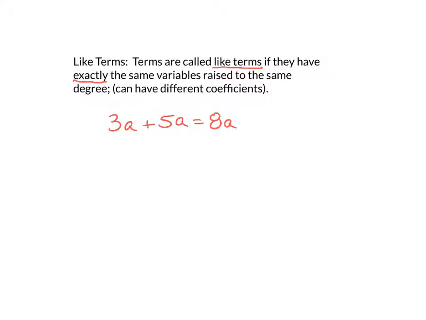But if I had 3a plus 5b, I cannot combine those terms. It's like 3 apples plus 5 bananas. I cannot add those together. So it would just have to stay 3a plus 5b. Given 7b subtract 9b, they do have the same variables. They both have a b, and so I'm just going to subtract the coefficients. 7 subtract 9 would give me a negative 2, so I end up with a negative 2b.